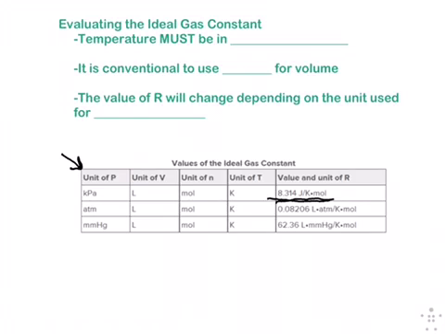Evaluating the ideal gas constant, the temperature must be in Kelvin. That seemed to be a touch of a struggle for some of you on the 14.2 problem. Some of you ran all of your problems in Celsius. It is conventional to use liters for volume. That's normal. And the value of R will change depending on the units used for pressure.